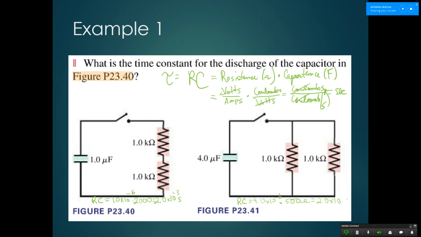Got 2.0 times 10 to the negative 3. Is that correct? Yeah.